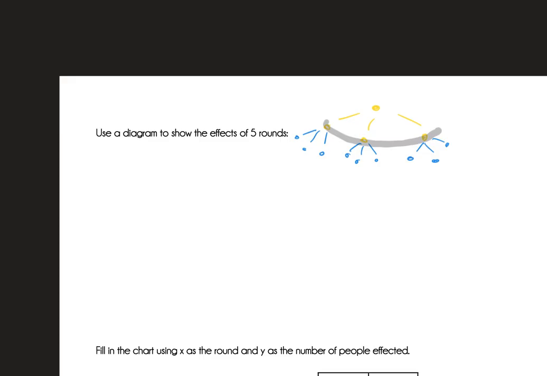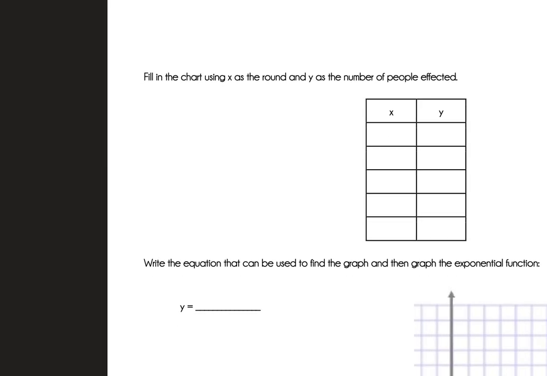Then each of those affects 3, and then each of those affects 3. We're multiplying by 3 every time, yes? What kind of function are we building? Exponential, and our base would be 3. So round 1 would be 3. Round 2 would be 9. Round 3 would be 27. Round 4 would be 81. Round 5, I think 260. 243. It's okay, it's a hard number.